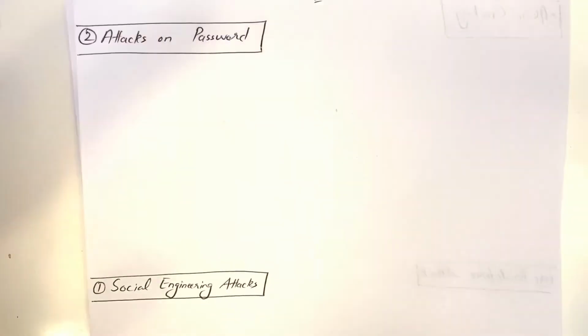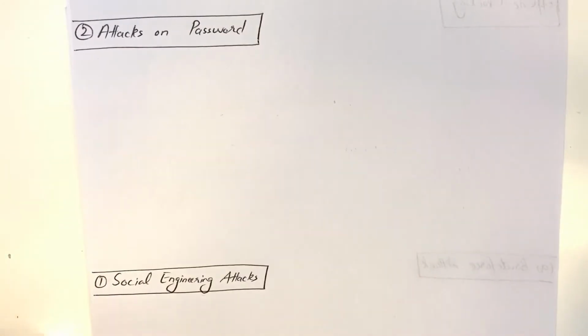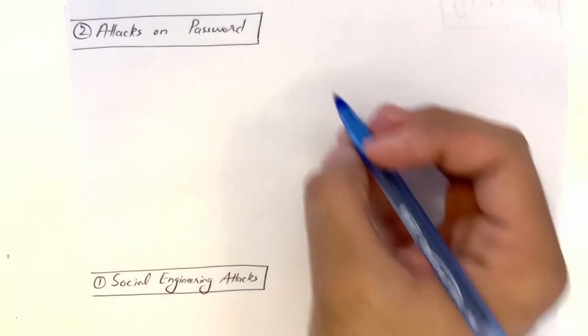Number two is the attacks on passwords. Let me just tell you one thing. Even though this particular approach has received many attacks, and people report many vulnerabilities of passwords and come up with new password cracking software, it is still the most widely used approach. For attacks on passwords, there are mainly three approaches.